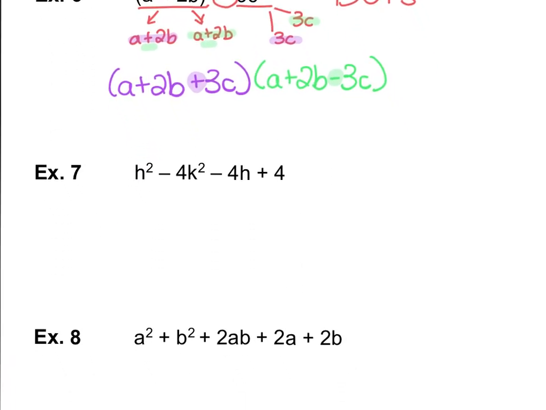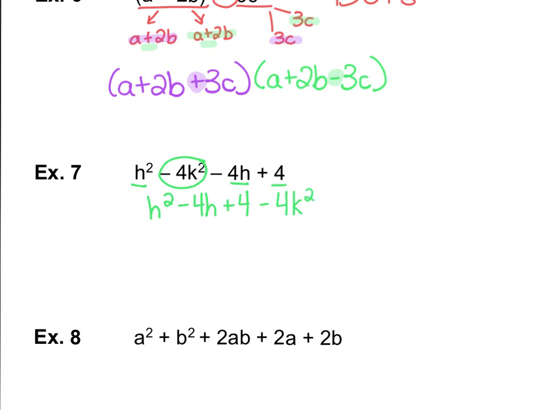All right, with 4 terms again, we are going to look for a perfect square trinomial. But here's a little hint. I want to rearrange this first. You can see here I have h's and then a number by itself. So I'm going to move this negative 4k squared to the back, and I'm going to rewrite it h squared minus 4h plus 4 minus 4k squared.